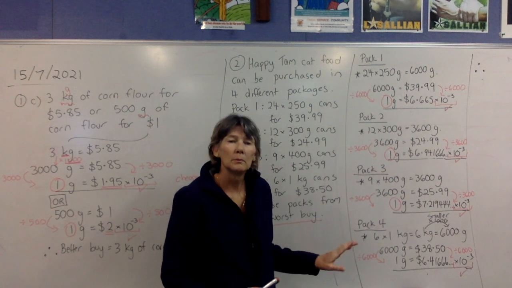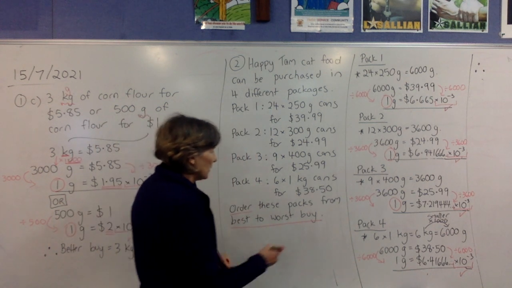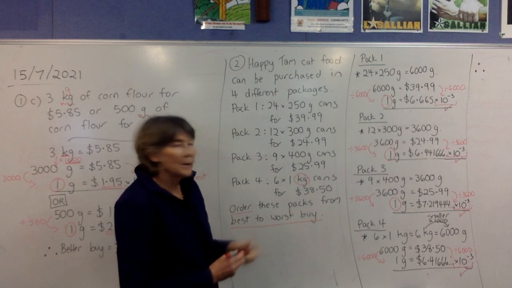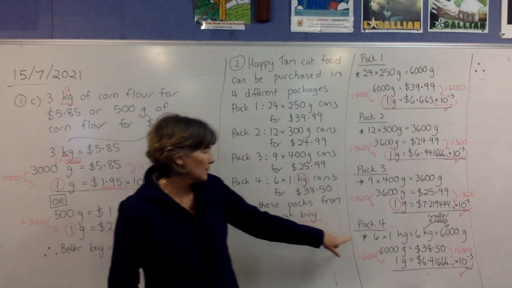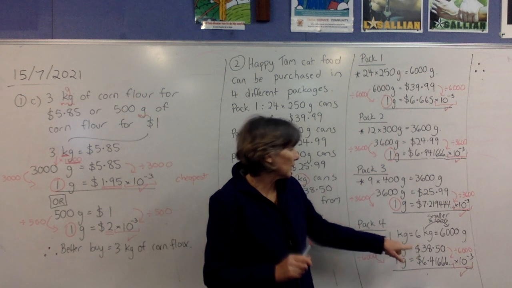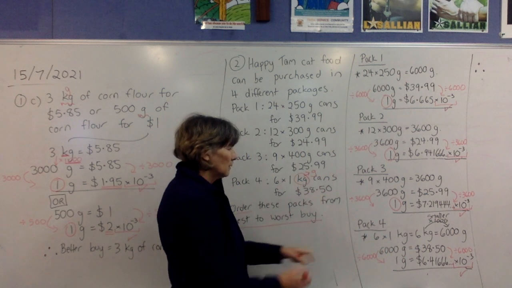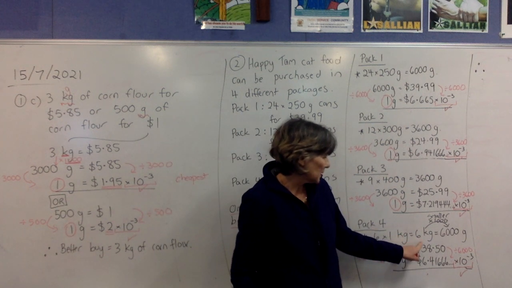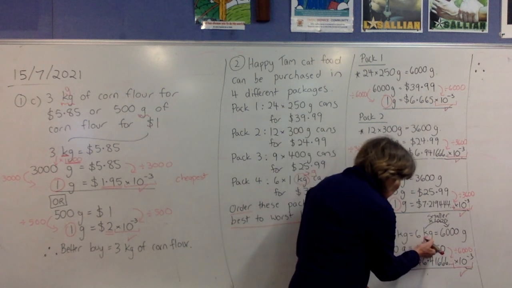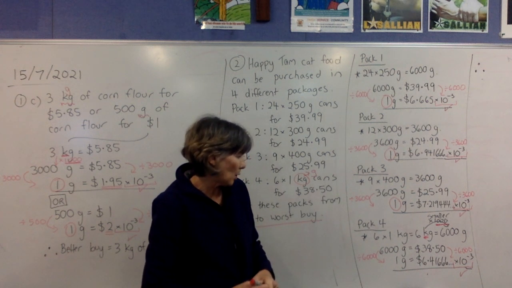Pack 4, we've got to be a bit careful here because pack 4 is talking in kilograms. All the others were talking in grams. So I'm going to work out this weight first, or mass. So we've got 6 times 1 kilogram. So we've got 6 kilograms of cat food. But we need to really get that to grams like all the other ones. So we want to change this to grams. And if you go from 6 kilograms to grams, going to a smaller unit, you times by 1,000, because kilo means 1,000. And you get 6,000 grams in that box.